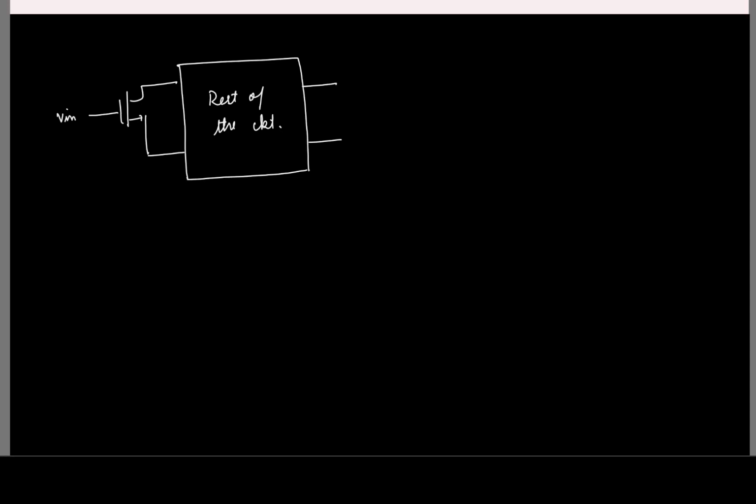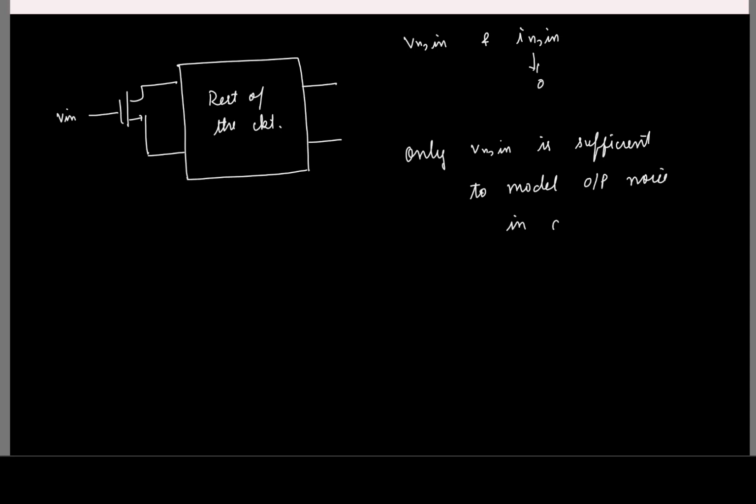I mean, to find the input referred noise, how many things do I need? Voltage, and we need both Vn,in and In,in. So can you comment anything here? Current is not needed, because the input here is basically the gate of a transistor. So as long as I don't consider the gate capacitance, I actually don't need this guy. So only input referred voltage noise is sufficient to model my output noise in all our amplifiers.